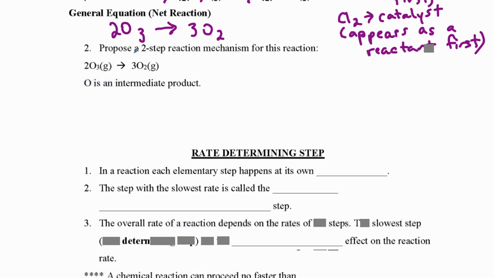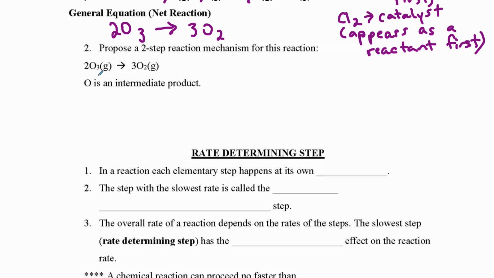Now this says propose a 2-step reaction mechanism for this reaction. So it's the same reaction, but how could it be done in 2 steps if O is the intermediate product? So that means ClO is no longer going to be an intermediate. If we're just going to do it in 2 steps, there's one intermediate and there's no mention of a catalyst. Okay, so this takes a little bit of thinking.